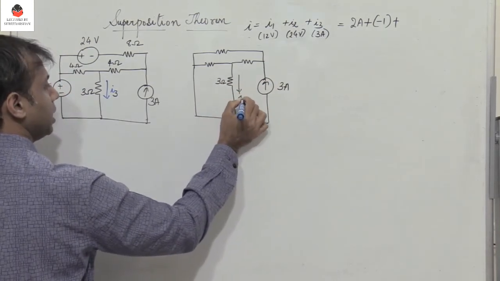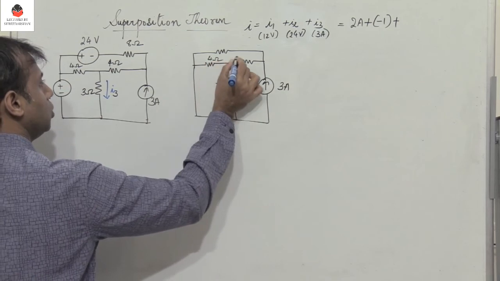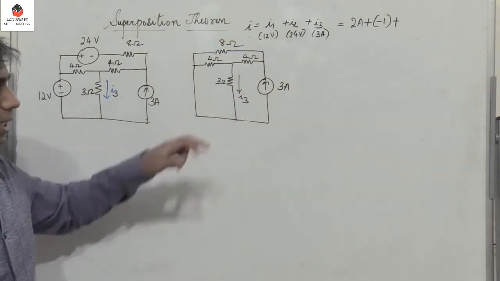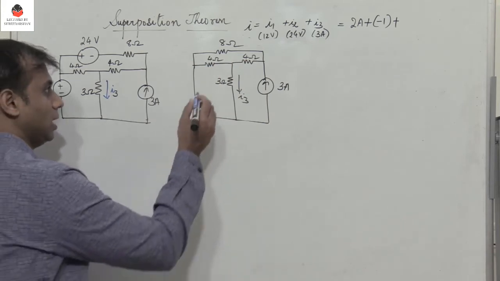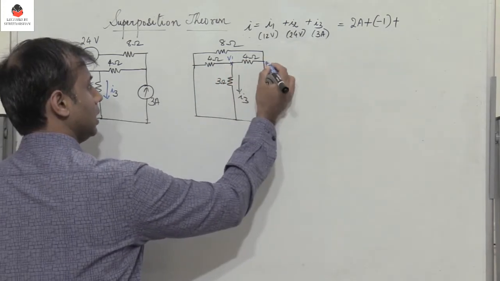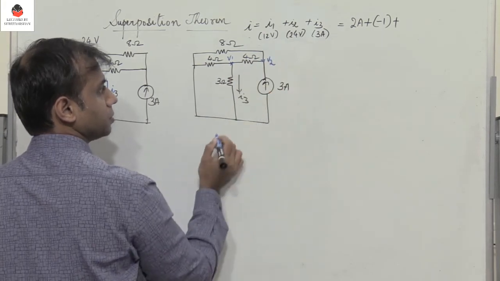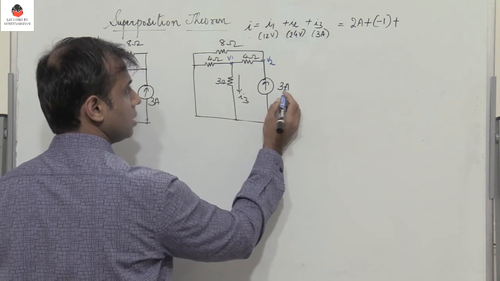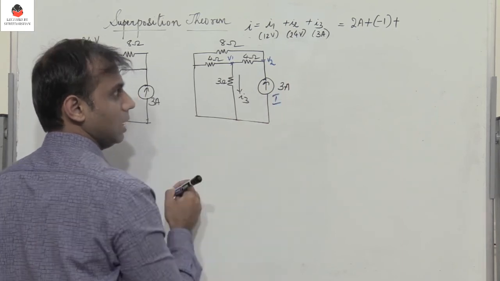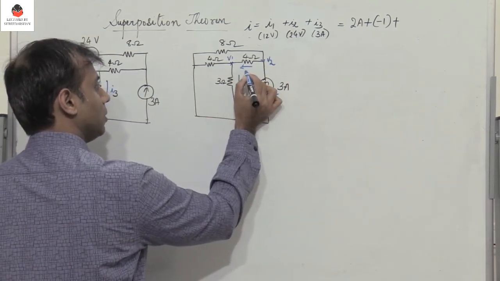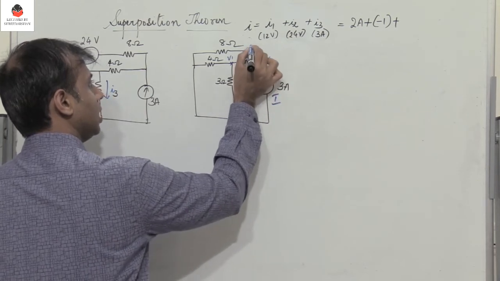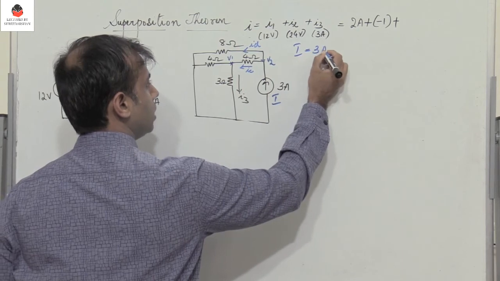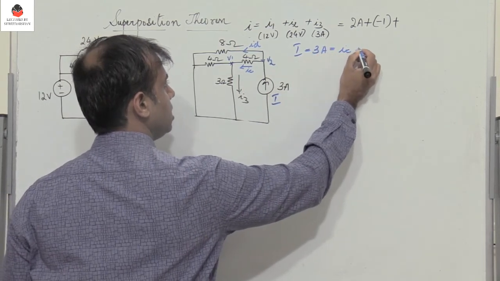I need to find I3. This is 4, this is 4, and this is 8. Now to find I3, let us use node analysis. So let this be V1 and let this be V2. Right, so this is 3 amperes. So this is the current. So let this current be capital I, which gets divided as IC and ID.